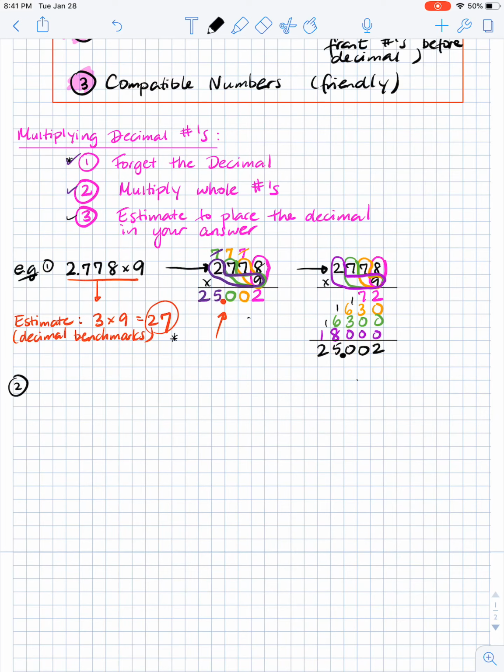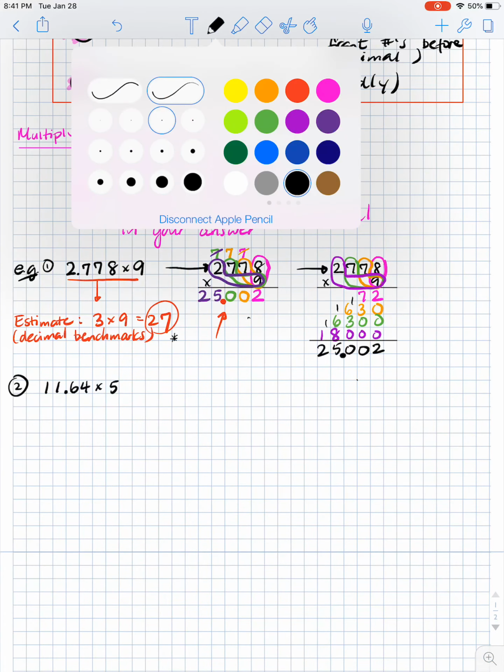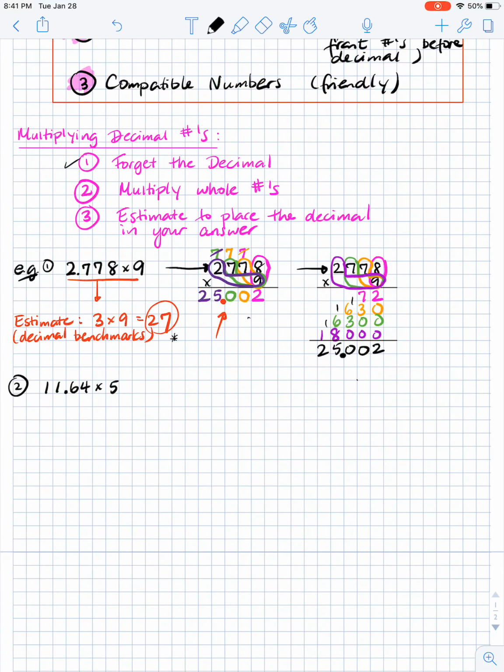Okay, let's do the original question, 11 and 64 hundredths times 5. Okay, so we're going back to our process up here. I'm just going to erase these check marks so we can start fresh. Okay, so again, we're going to forget the decimal. So I'm going to rewrite it to the side, using the first method I had up there. So I'm going to write down 1,164 times 5.